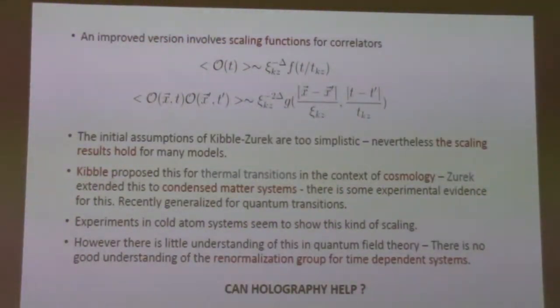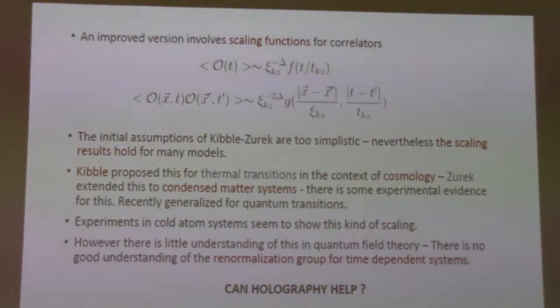Okay. There's an improved version of this, because it's quite unrealistic to assume that right after adiabaticity breaks down, the system gets frozen. There must be some time evolution. And this improved version is also in the spirit. These are all conjectures. The improved version follows the story of what we usually do in equilibrium critical phenomena.